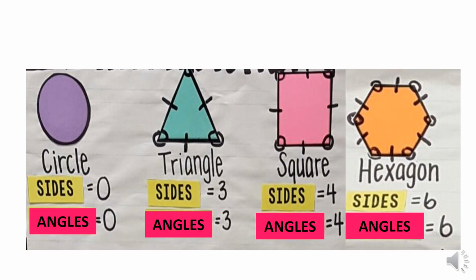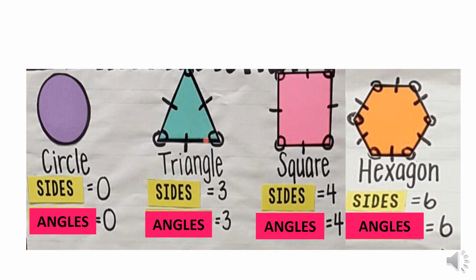Now let's study how many sides and how many angles each one of these two-dimensional shapes contains. So now for the circle, as you can see here, there is no straight line, so it means there are no sides. And because there are no sides, there are no angles. So the circle contains zero sides and zero angles.